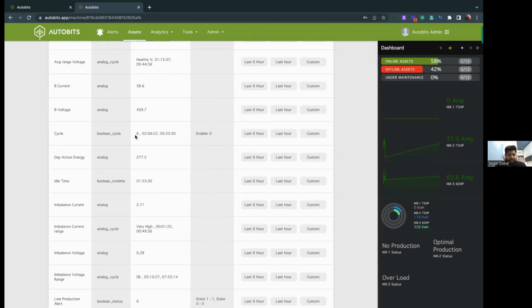Then how many times the machine was turned on? It was turned on 6 times today, and since it was last turned on, it has been working for 2 hours, and total runtime was 6.5 hours today.